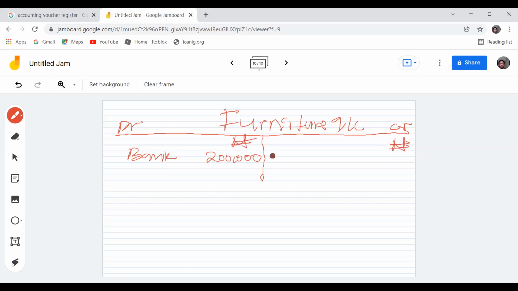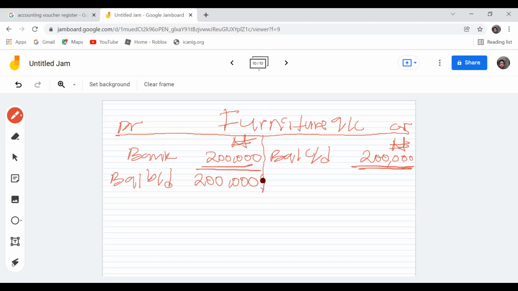If your asset account is increasing, what are you going to do? If your asset account is increasing, you debit. And all asset accounts will have a debit balance. So you're going to see balance brought down of 200,000. Then you also have computer, right?